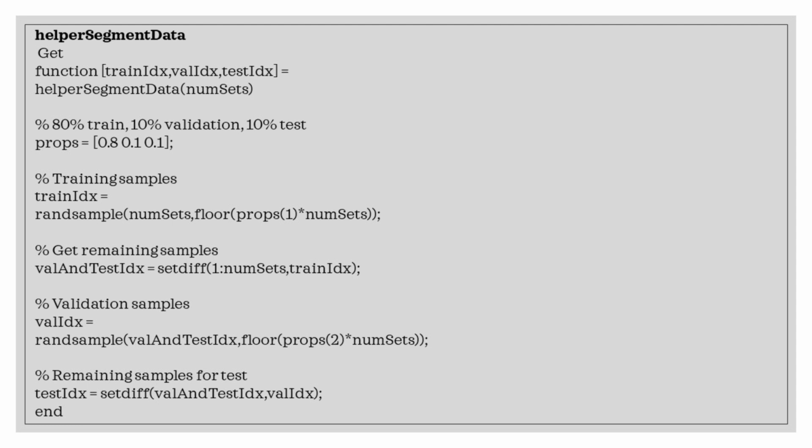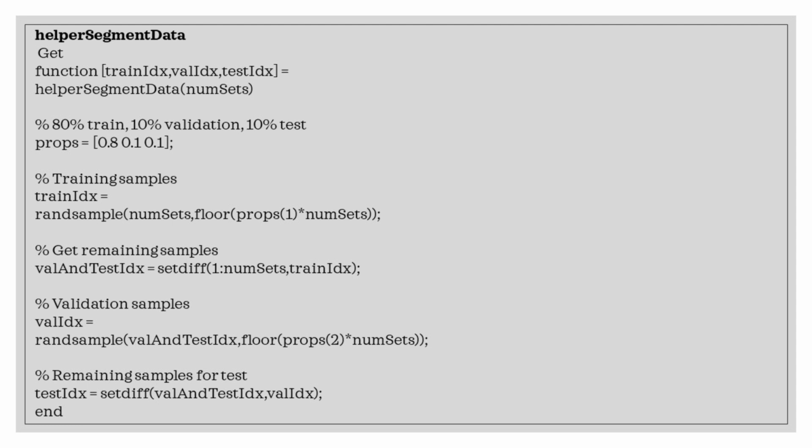Validation samples. valIDX is equal to randsample(valTestIDX, floor(props(2)*numsets)). This line randomly selects indices for validation samples from the remaining samples after removing the training samples. It selects a number of samples equal to 10% of numsets.